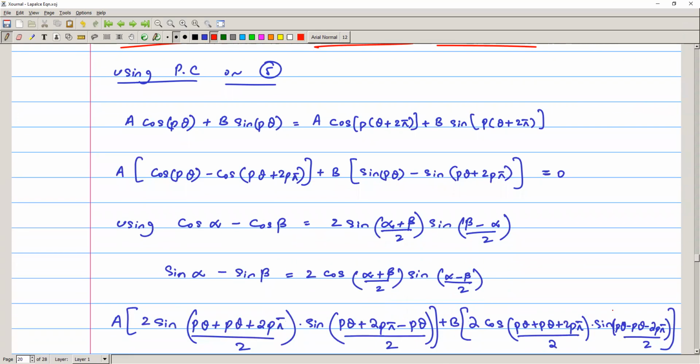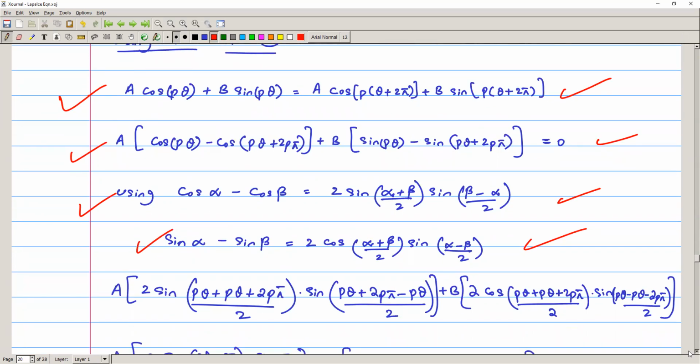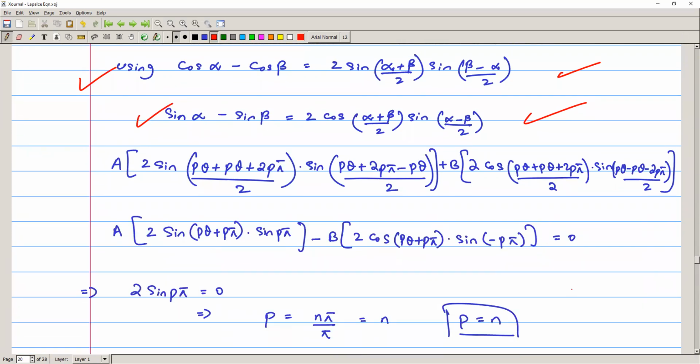So now, using the periodic condition on equation 5, here is the periodic condition again on the equation of theta: a cosine p theta plus b sine p theta is equal to a cosine p times (theta plus 2 pi) plus b sine p times (theta plus 2 pi). We will simplify, and then use the angle identities to further simplify these equations.